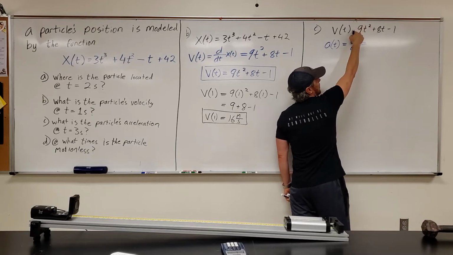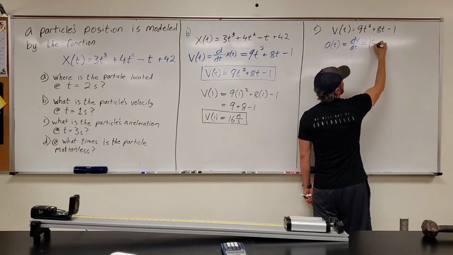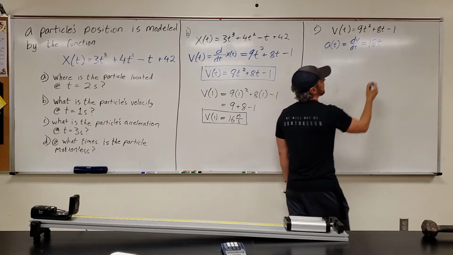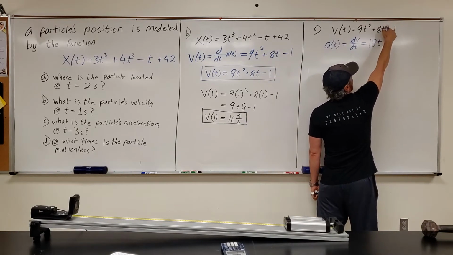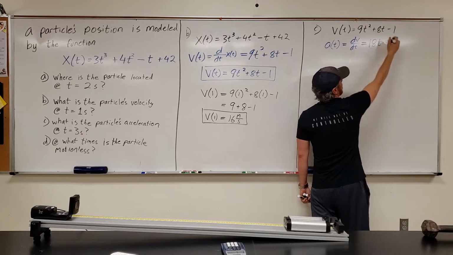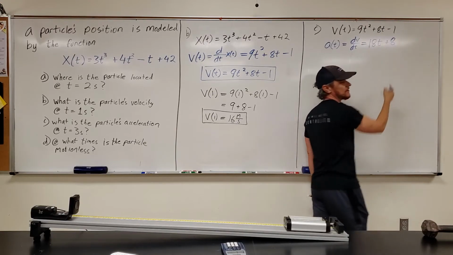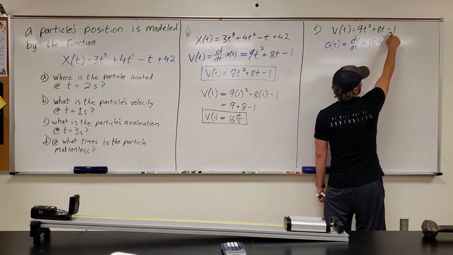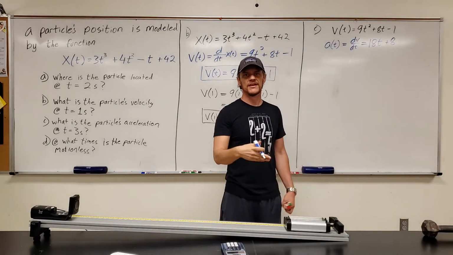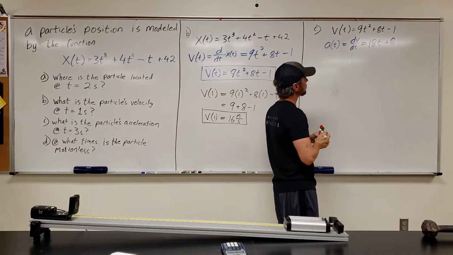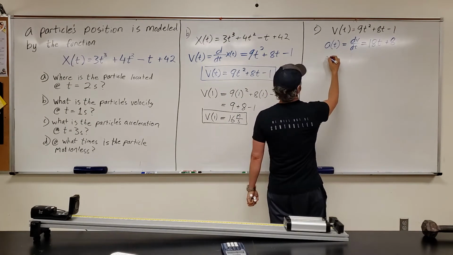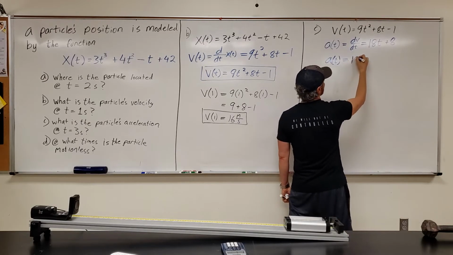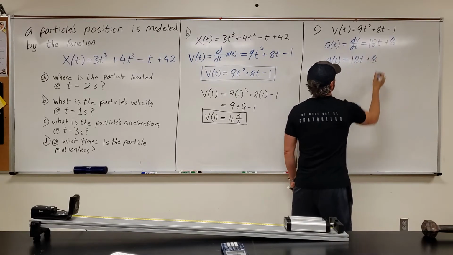Again, just bring the 2 down in front, multiply it by the 9, you get 18 times t to the 2 minus 1 power, so that's t to the first power. And then you bring the 1 in the exponent for the t down, multiply it by the 8, which is just 8, times t to the 1 minus 1, or t to the 0 power. So that's just going to be 8. And then the derivative of that constant negative 1 at the end is 0. Okay. So there's my acceleration function. My acceleration as a function of time is simply going to be 18 times t plus 8.